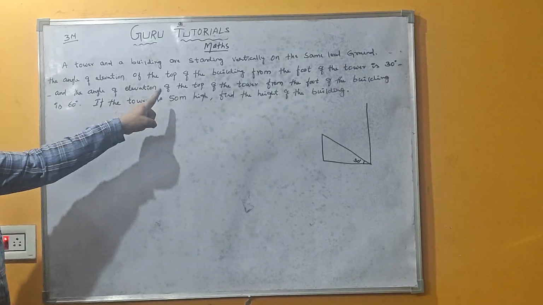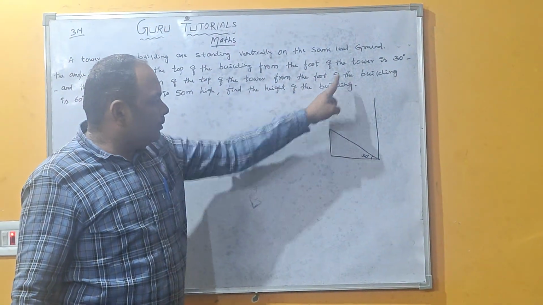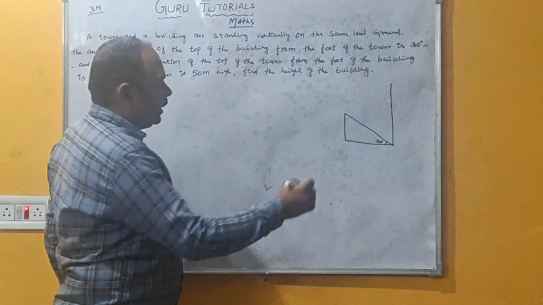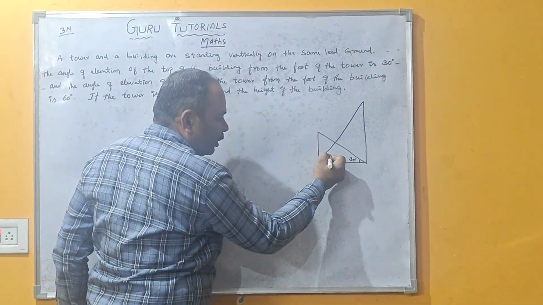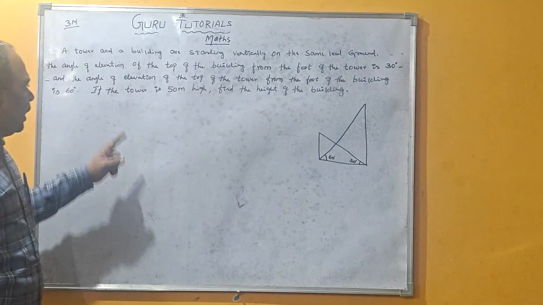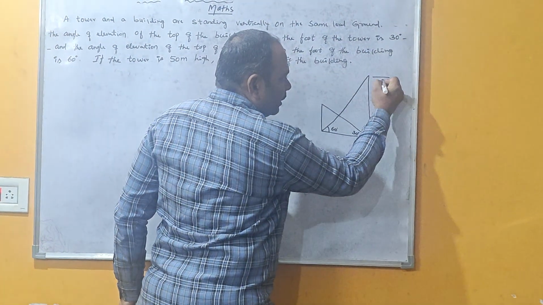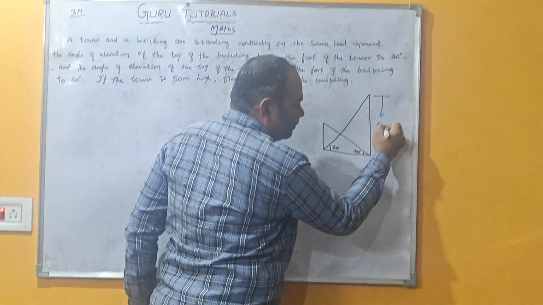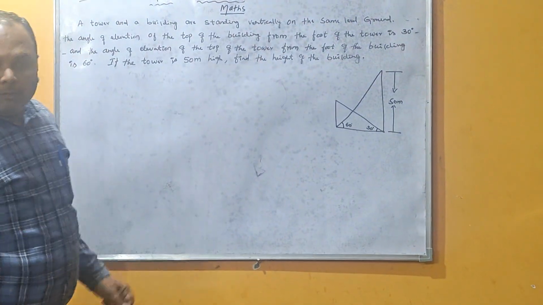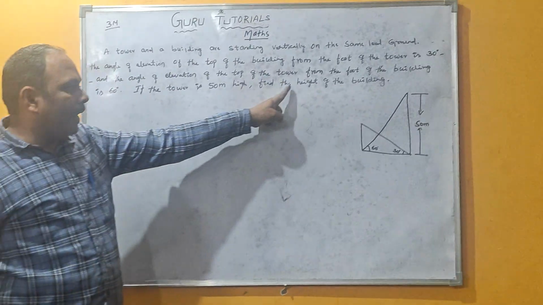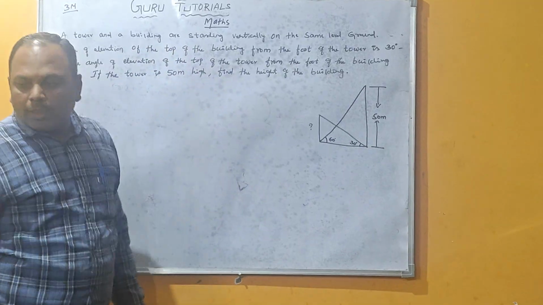And the angle of elevation of the top of the tower from the foot of the building is 60 degrees. From the top of the tower to the foot of the building is how many degrees? 60 degrees. If the tower is 50 meters high, what is the height of the building? The tower height is 50 meters. What do we have to find out? We have to find out the height of the building.